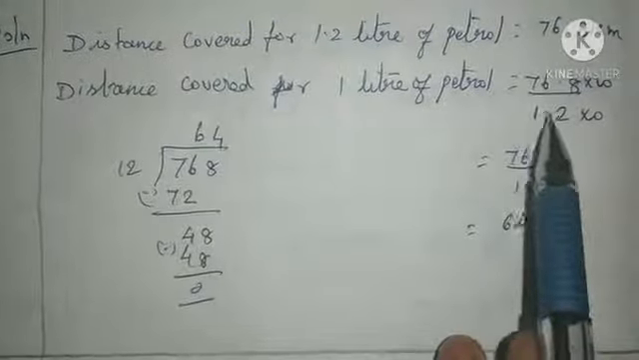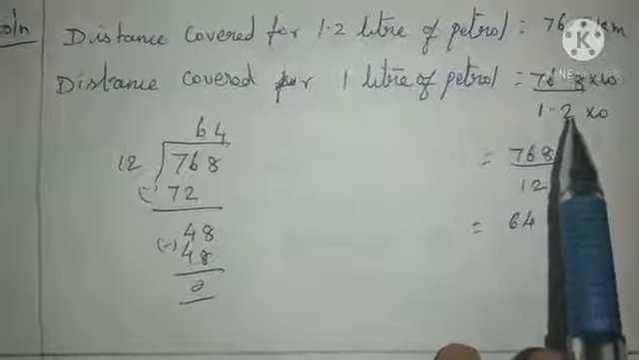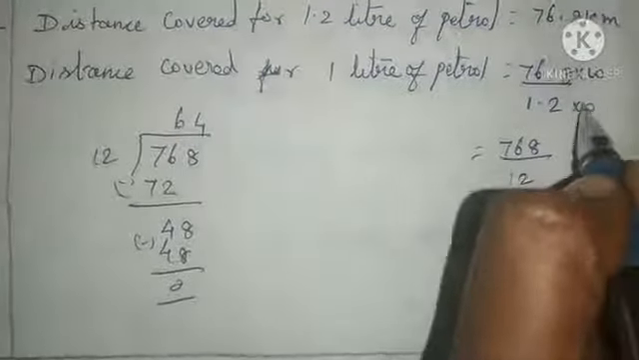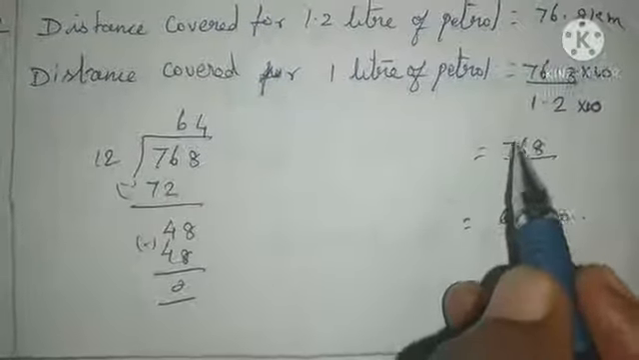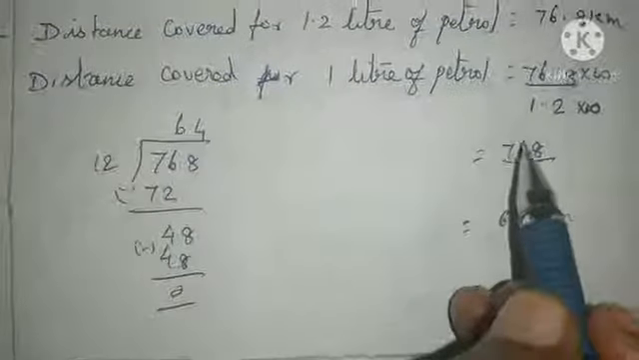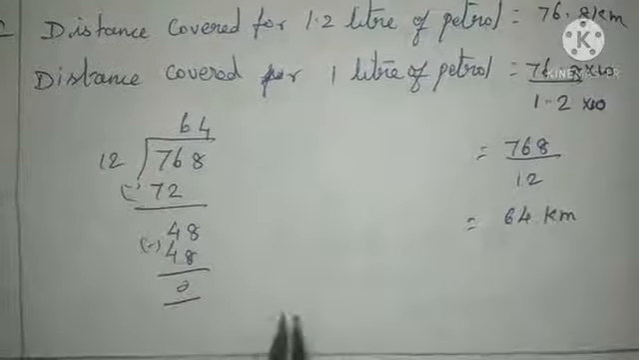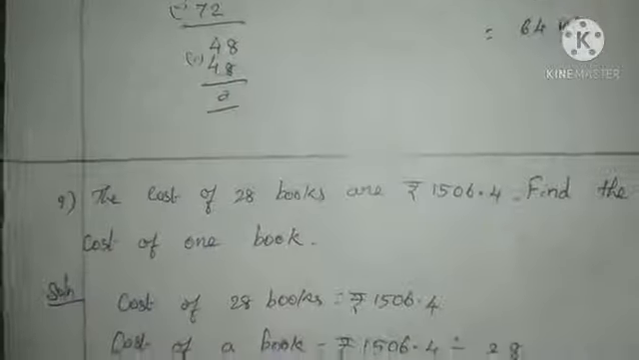For division, here also in the denominator we are having the decimal point. To remove this decimal point, we have 1 decimal place value. Therefore, you are multiplying both the numerator and denominator by 10. Then we get the numerator as 768 and the denominator as 12. Now you have to divide 768 by 12. We get the answer as 64. Therefore, the distance covered for 1 liter of petrol is 64 km.